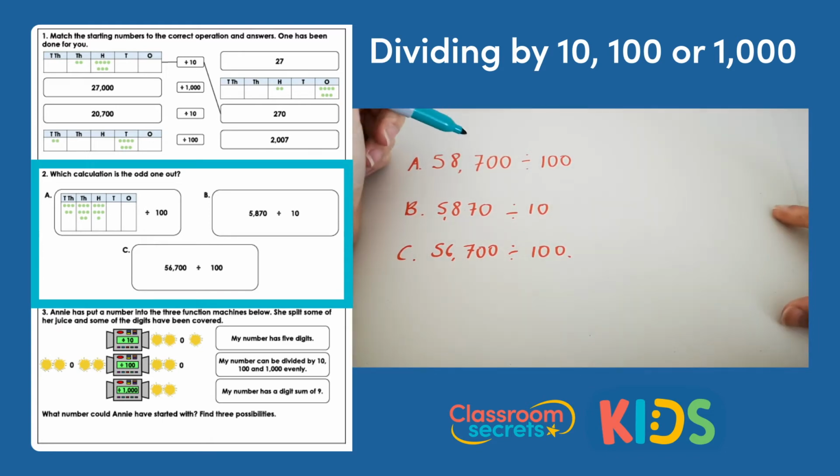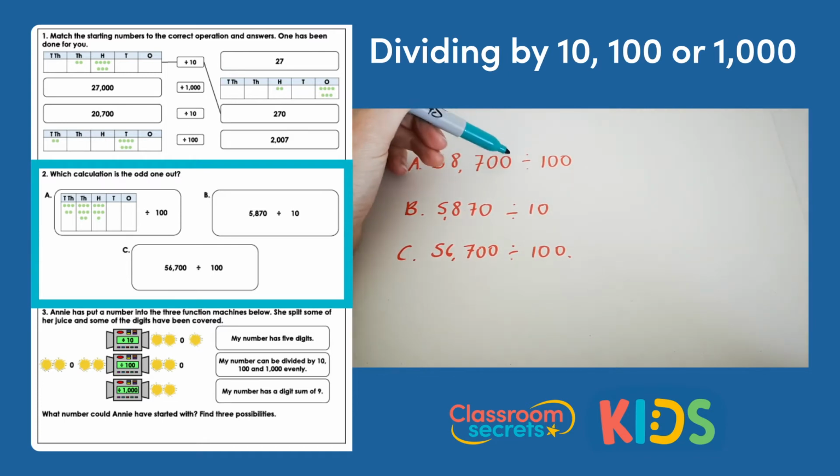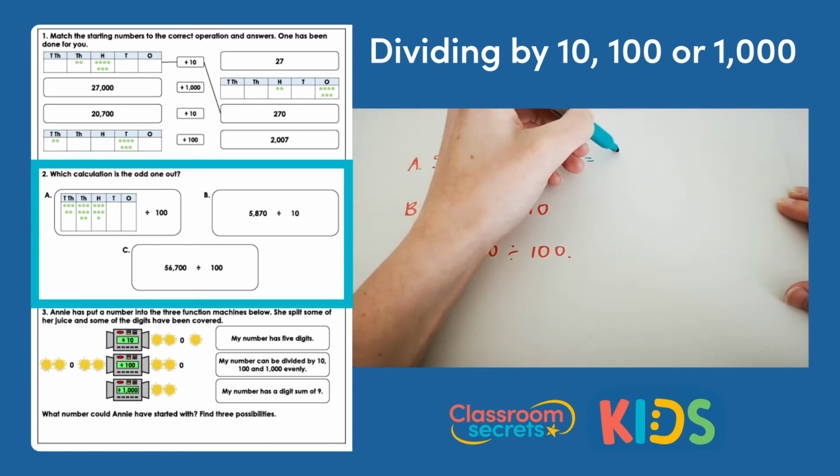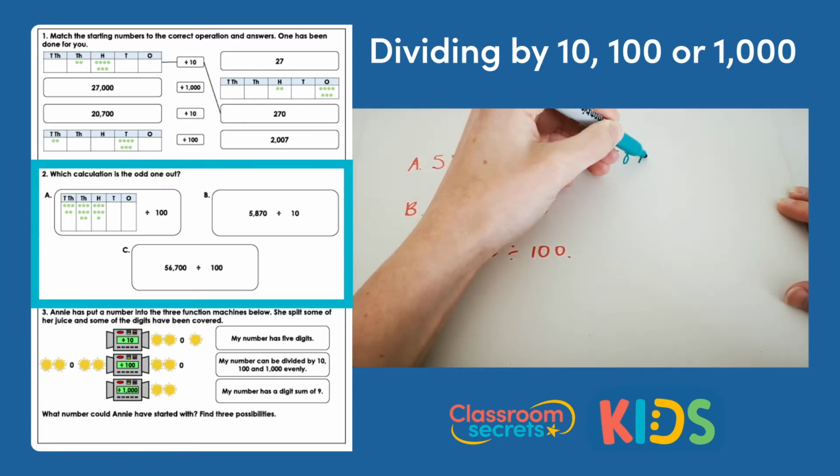So the first calculation, 58,700 divided by 100, would mean that all the numbers need to move down 2 places in the place value chart. So the 7 would move 1, 2 into the ones column. 8 would move 1, 2 into the tens column. And the 5 would move 1, 2 into the hundreds column. So that gives us 587.